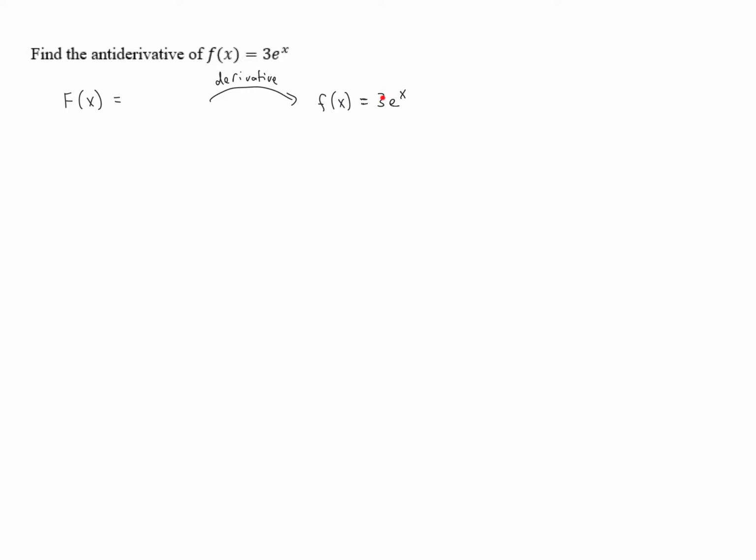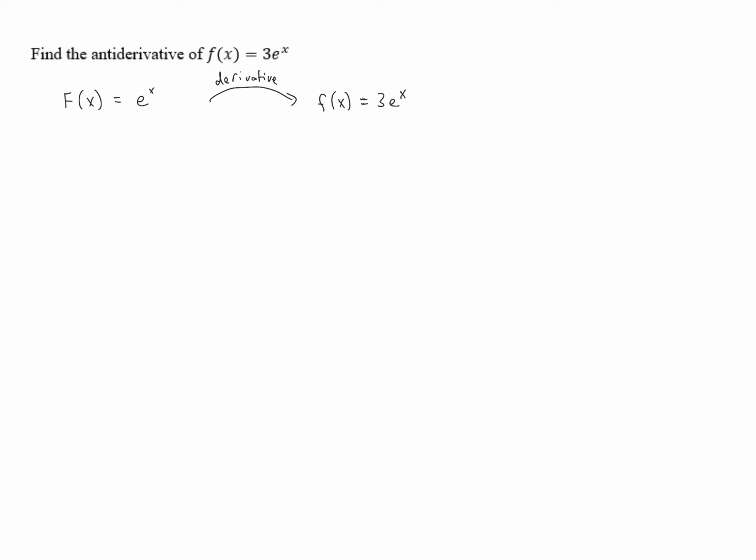Now, if we ignore the 3 for a moment and we just look at e to the x, if we want a function that has a derivative of e to the x, we know of one already. We know that the derivative of e to the x is itself. So the derivative of e to the x gives us e to the x. But because we want the derivative to have a 3 out front, we need to multiply this function by 3.